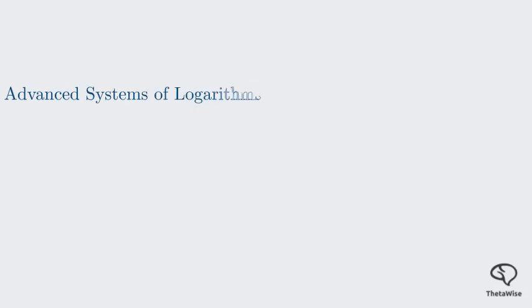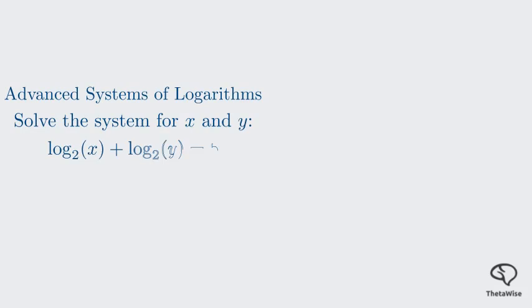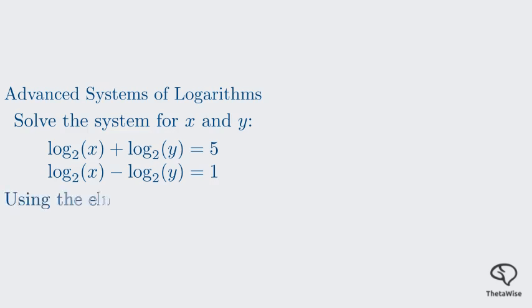Finally, let's explore a system of logarithmic equations. These often appear in advanced calculus or competition math. Our goal is to solve the system for x and y. Equation 1 is log base 2 of x plus log base 2 of y equals 5. Equation 2 is log base 2 of x minus log base 2 of y equals 1. This system is set up perfectly for the elimination method, similar to how we solve linear equations.